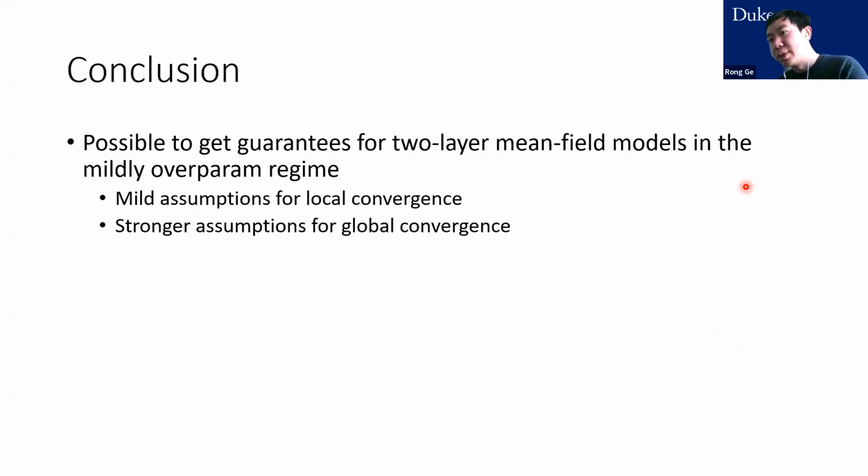So just to conclude, in this line of work that we are trying to do, we show that it is possible to get guarantees for two-layer mean field models in the mildly overparameterized regime. You don't need exponentially many neurons. You can get some results even with polynomially many neurons. In order to get some of the results, we make some mild assumptions for local convergence. We can allow the teacher neurons to be fairly arbitrary in their direction as long as they are separated. However, we need much stronger assumptions for global convergence, and that seems necessary.